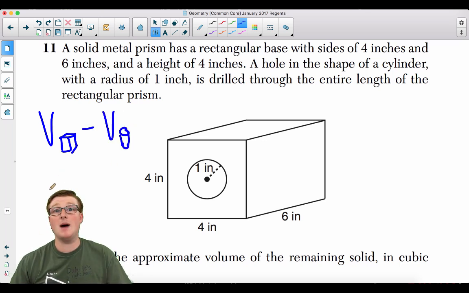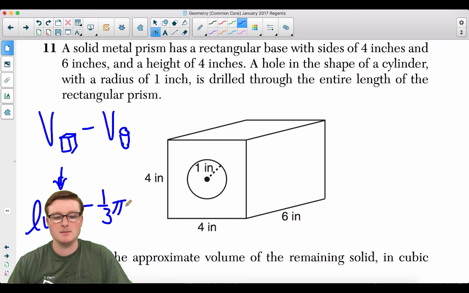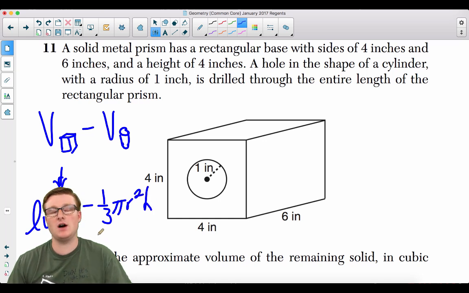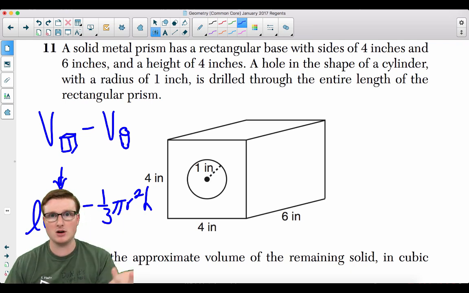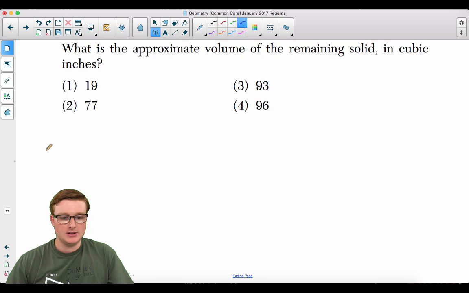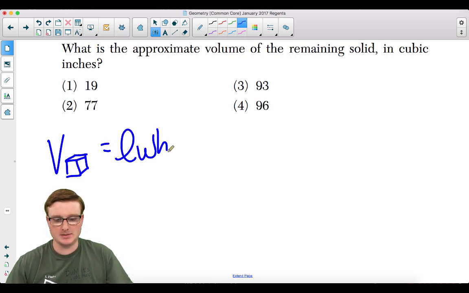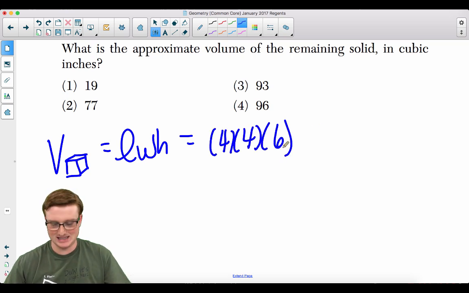Well, the volume of a box is just length times width times height. The volume of a cylinder is pi r squared times the height. You can find the volume of a cylinder formula off of your reference sheet. Length times width times height is just one of those things that you have to memorize. But technically, it is given to you on your reference sheet as capital B times height. I just say length times width times height. It's so much easier to say. So the volume of the rectangular prism is length times width times height. That is going to be 4 times 4 times 6.